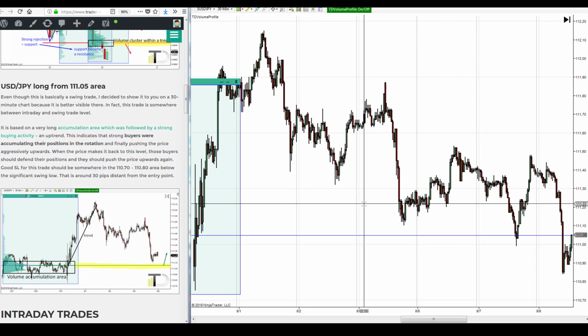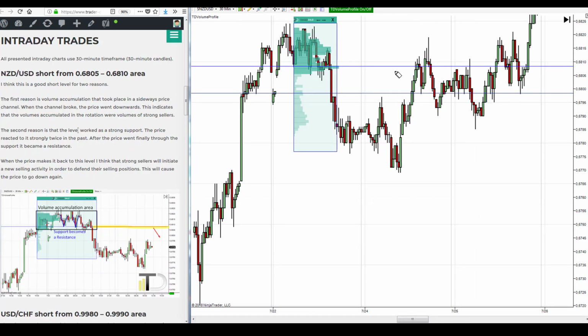Let's start with the first one, which was on the New Zealand dollar, US dollar. This was a short based on volumes accumulated before strong selling activity right there. This is the volume accumulation setup. This was the area I was going to go short from. And this was the initial reaction. I'm trading the intraday trades with a profit target of 10 pips and a stop loss of 12 pips. So there was the profit target reached. 10 pips reaction, very nice one.